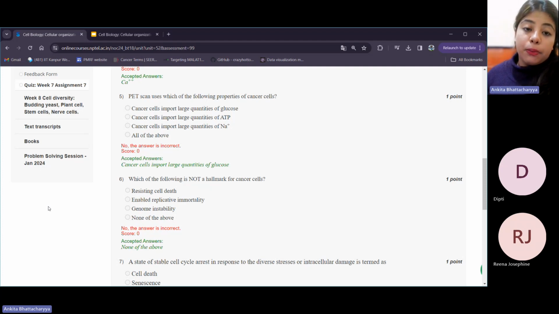So for this purpose, they import very large quantities of glucose, and that is how you can detect where exactly these tumor metastases are localized within the body. So the correct answer would be option 1.